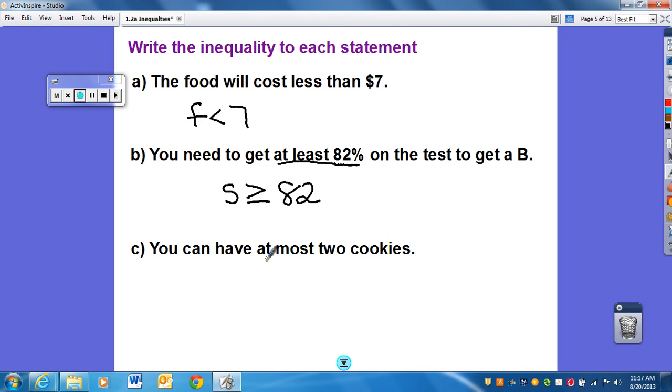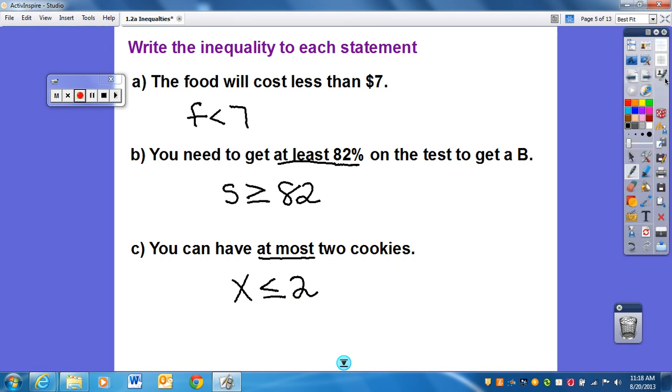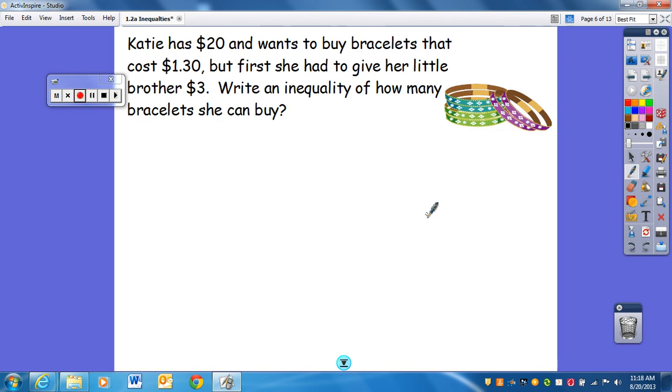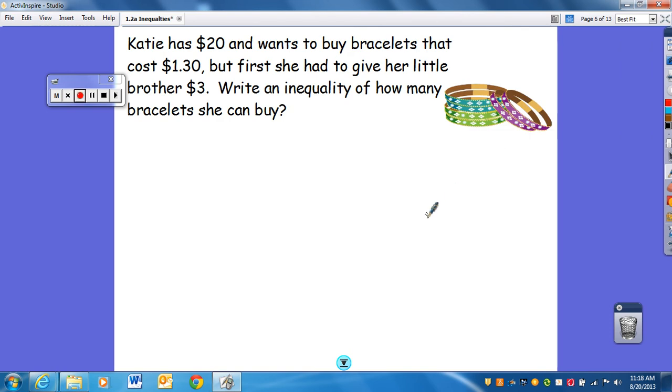In the next example, it says you can have at most 2 cookies. That means you can't have any more. So I can only have 2 cookies or less. So I'm going to be less than or equal to 2 cookies. That is how we write statements into symbols for inequalities. Now let's take a look at the next one.